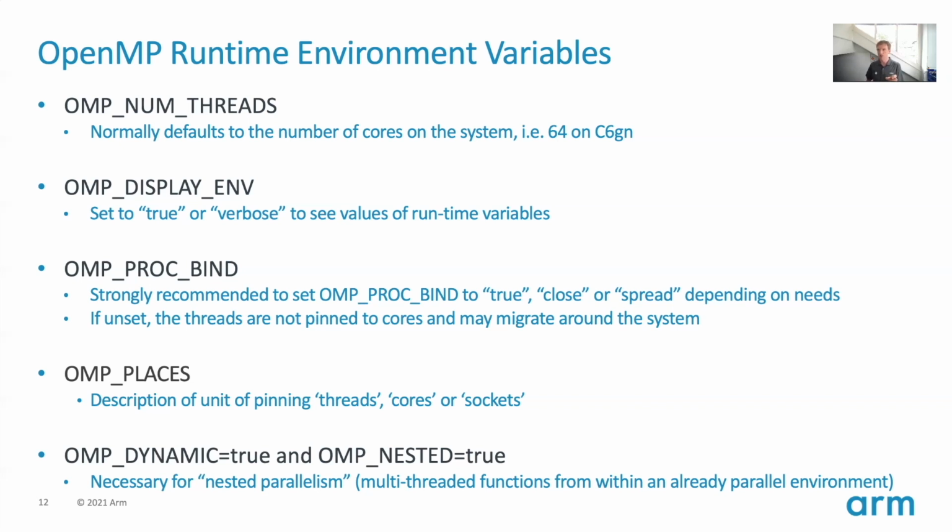Close is very likely to be what most people want most of the time on ARM systems, and that says that OpenMP threads that are close to each other in terms of what thread number they are will sit on hardware threads that are close to each other. So that is very good for inter-thread communication. Whereas spread says they'll be placed as far away from each other as they can be on the system, which is good for availability of caching. So I won't go into more detail on that now.